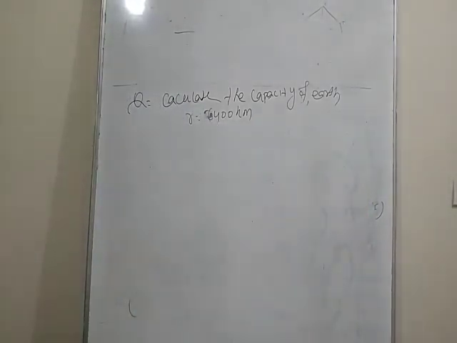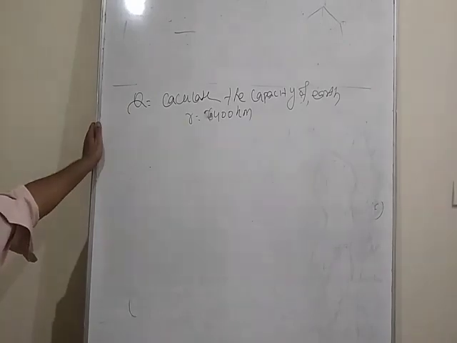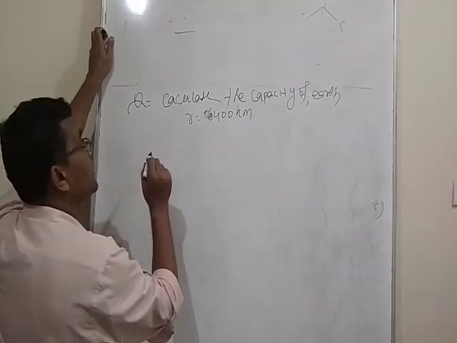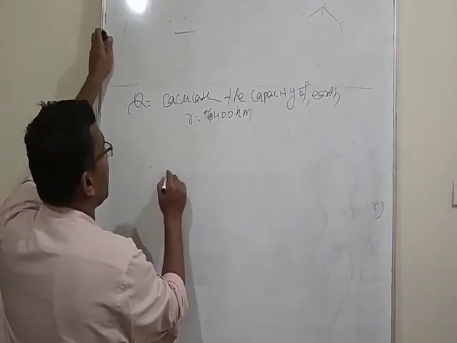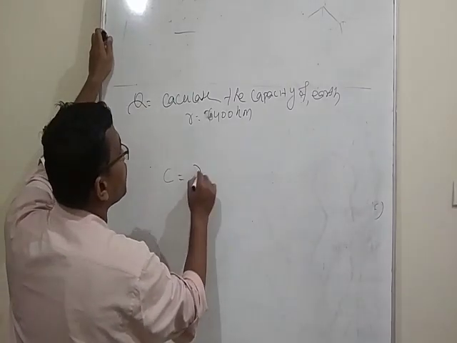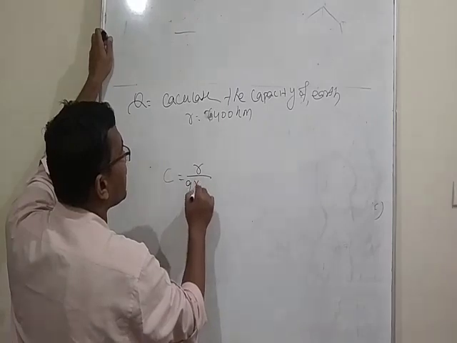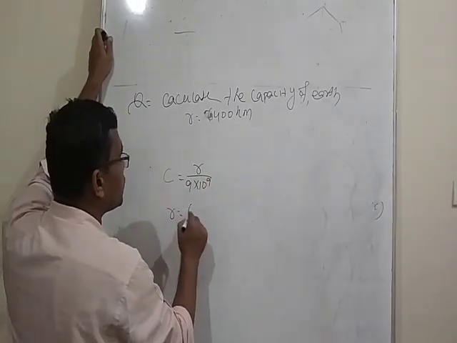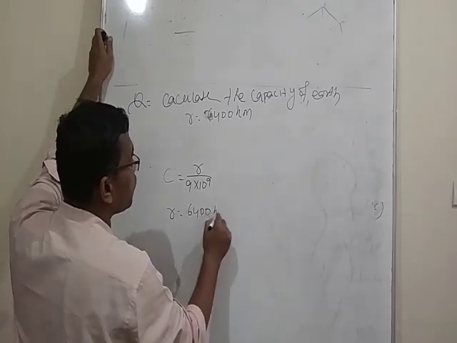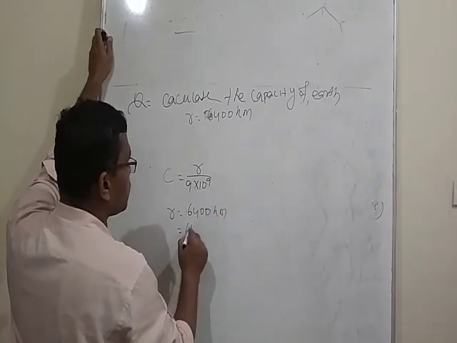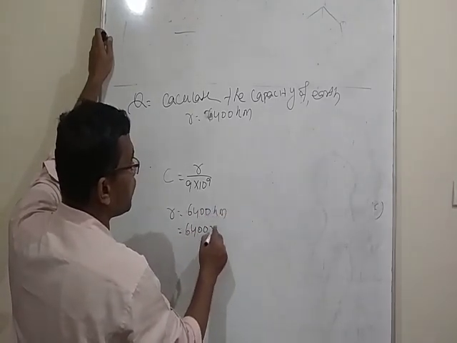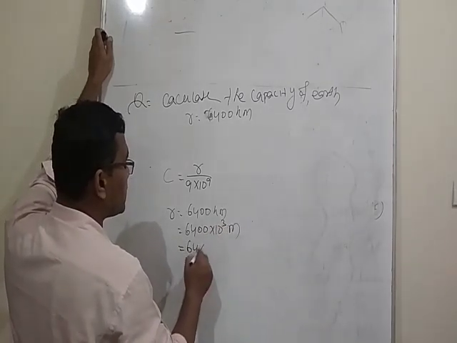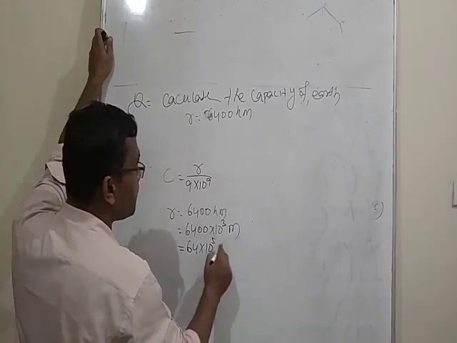6400 kilometer, the radius of Earth. Now let us calculate the capacity of Earth. We know that Earth is a spherical body. So capacity C is equal to R divided by 9 into 10 to the power 9. R is equal to 6400 kilometer, which is equal to 6400 into 10 to the power 3 meter, that is, 64 into 10 to the power 5 meter.